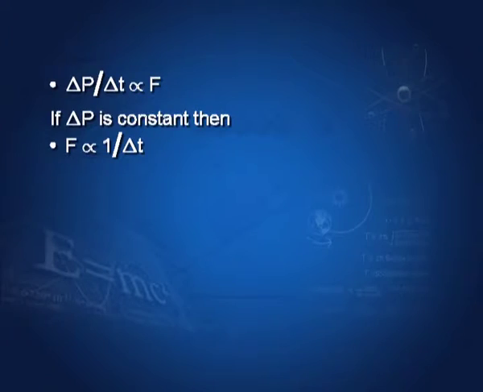As delta P upon delta t is directly proportional to F, then in the new case we will say delta P is constant. That means mass of the body and change in velocity both are constant. Then from the equation we get that force is inversely proportional to time.